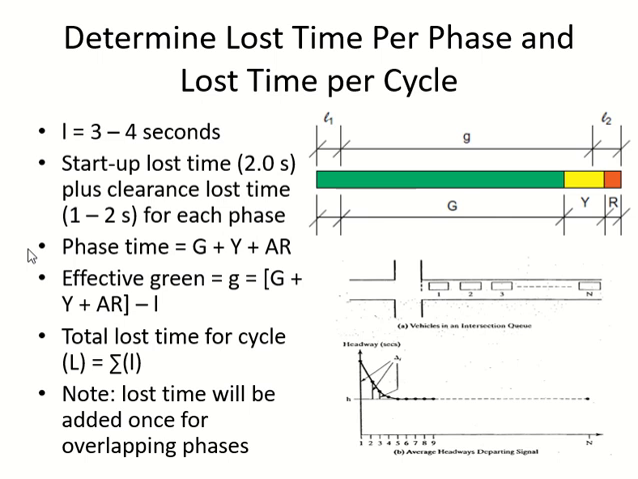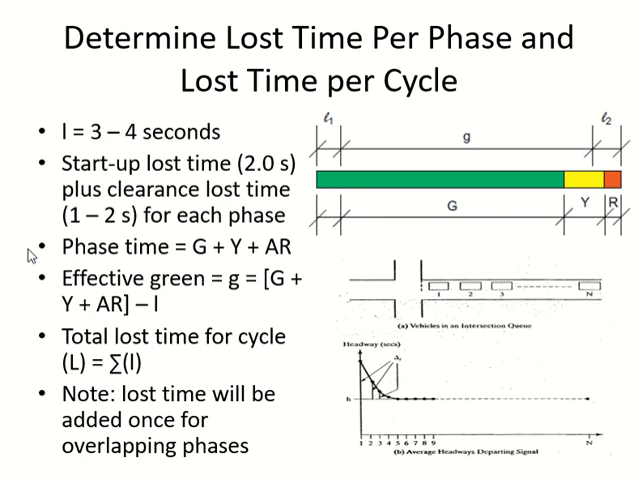Then, if you have the loss time for every phase, you can add all of them, because a signal will have more than one phase, right? It has more than one movement. So if you add the loss time for all the movements, you get the total loss time of the cycle. Every phase has a loss time. You add the loss time of the phases, you will get the loss time of the cycle. Clear?